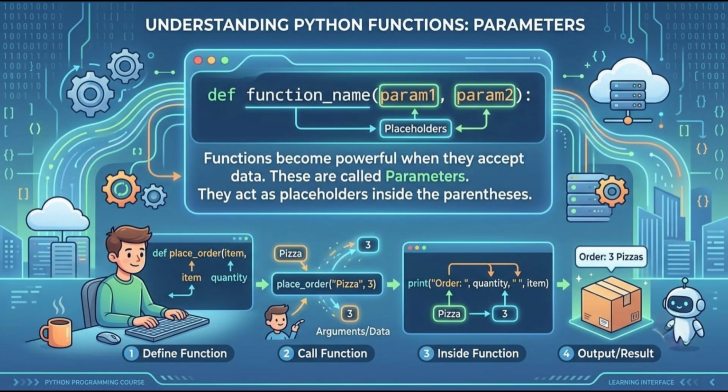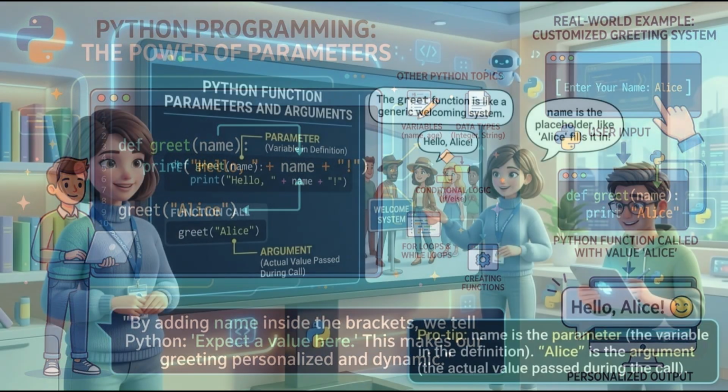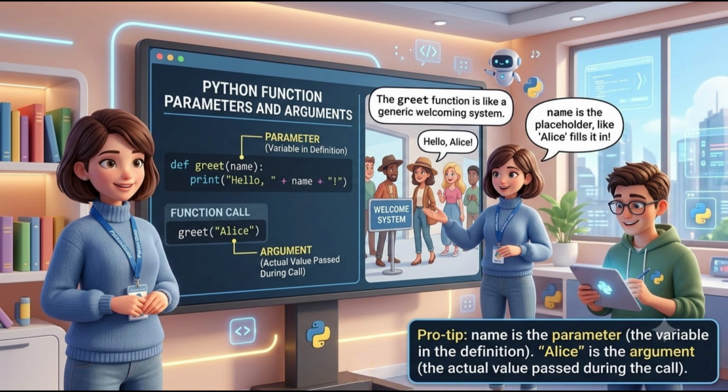Functions become powerful when they accept data. These are called parameters. They act as placeholders inside the parentheses. By adding name inside the brackets, we tell Python, expect a value here. This makes our greeting personalized and dynamic. Pro tip: name is the parameter, the variable in the definition. Alice is the argument, the actual value passed during the call.